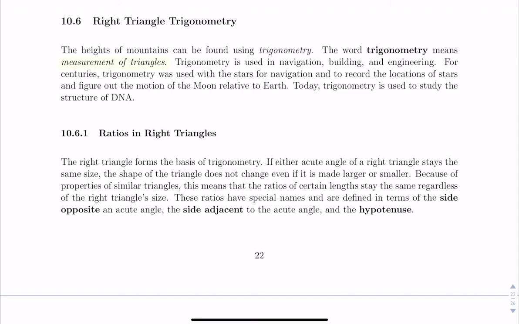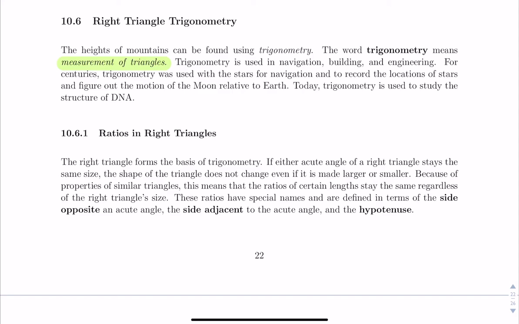10.6 is on right triangle trigonometry. So the heights of mountains can be found using trigonometry. The word trigonometry means measurement of triangles. Trigonometry is used in navigation, building, and engineering.